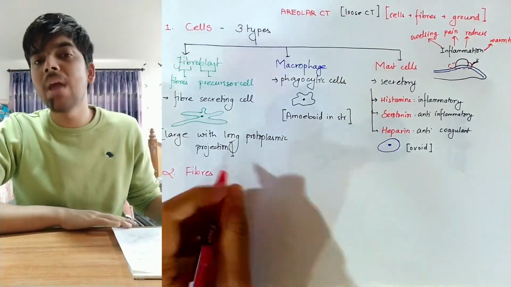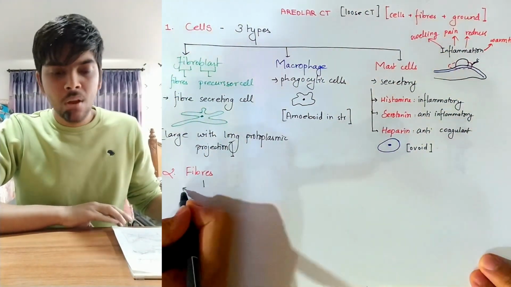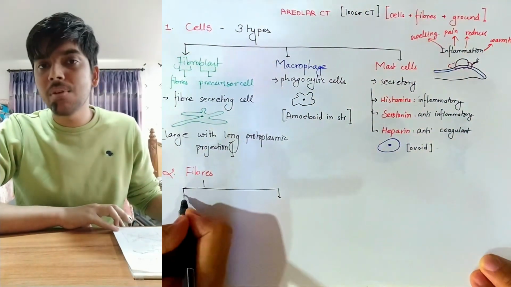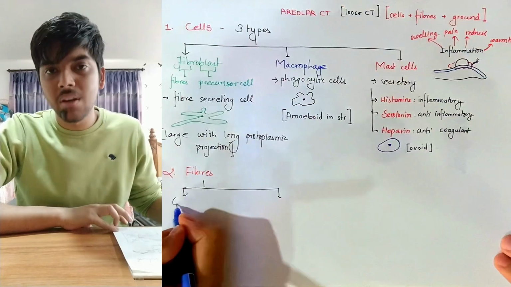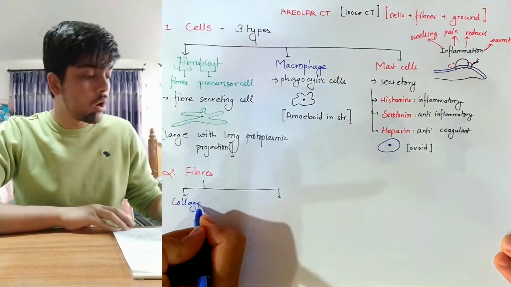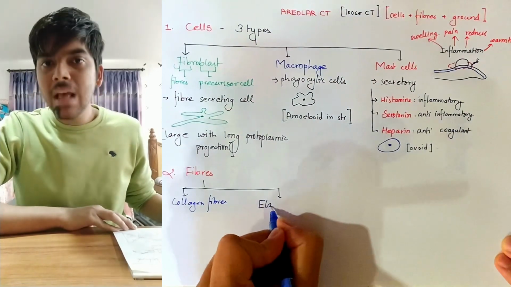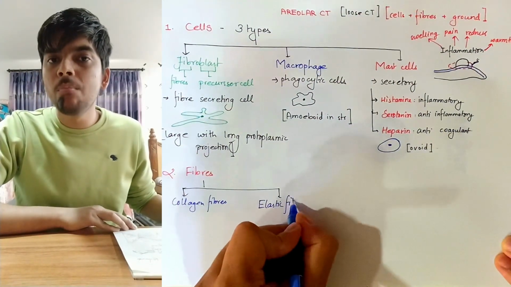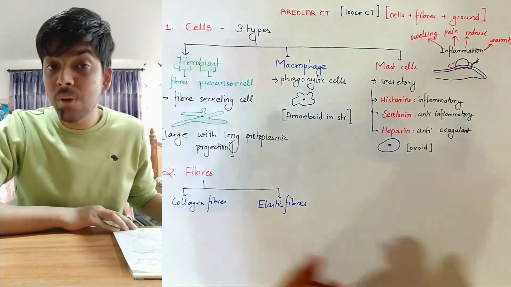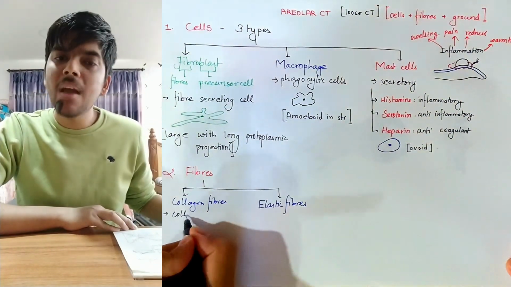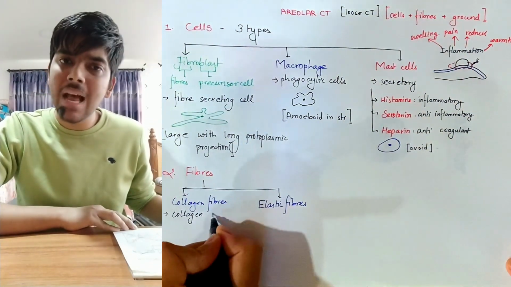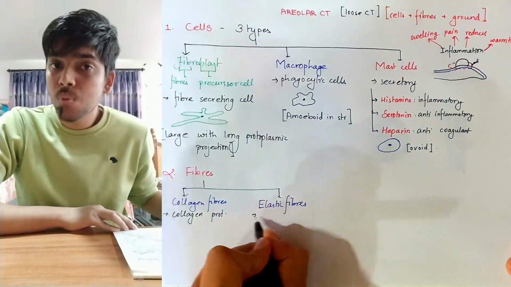Okay, let's look at fibers next. There are two types of fibers which are majorly found in areolar connective tissue. That's your collagen fiber and elastic fiber. Collagen fiber is made up of protein collagen. That's why it's called so. Elastic fiber is made up of protein elastin. That's why it's called so as well.